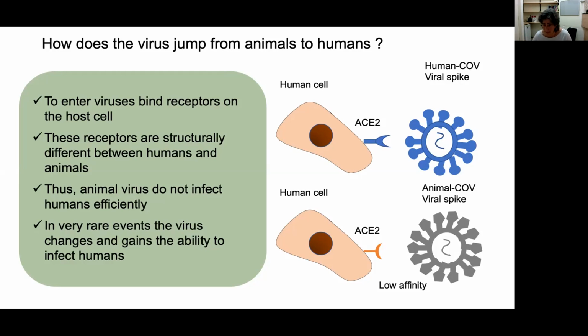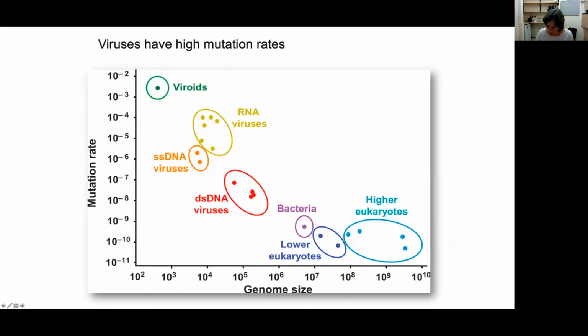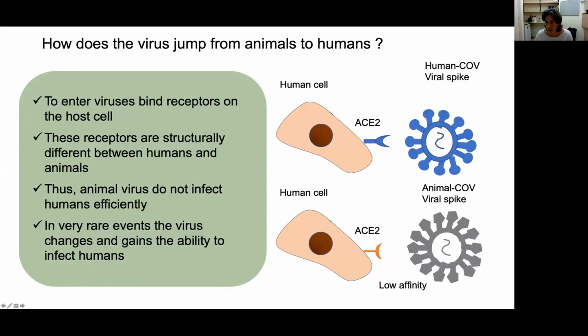But basically, animal viruses have different spike proteins, and those spike proteins generally bind animal cells, and they are not identical in sequence to the human ACE receptor. So basically, an animal virus cannot efficiently infect a human cell. This can happen, but this is pretty rare.